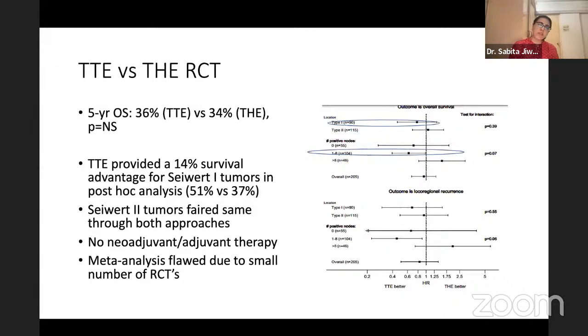So the meta-analyses, most of them showed that the transhiatal approach is better in terms of complications, and the survival is the same. One or two meta-analyses showed that the transthoracic approach is better, but these meta-analyses are basically flawed and not applicable to the real world right now, because a lot of the trials included in these meta-analyses did not incorporate systemic therapy.